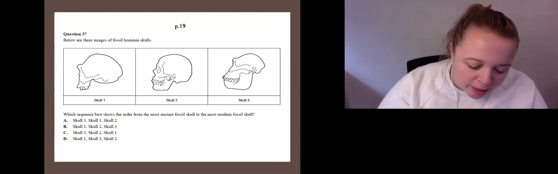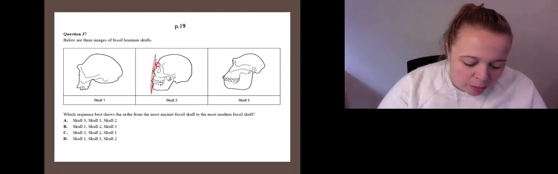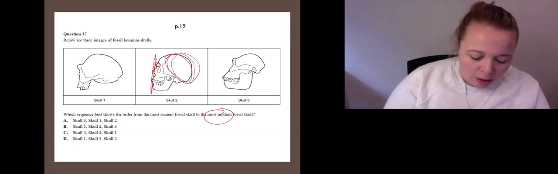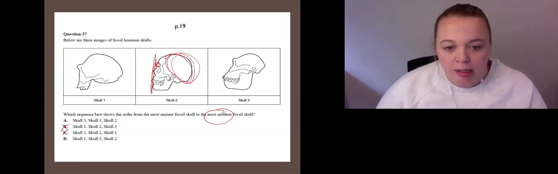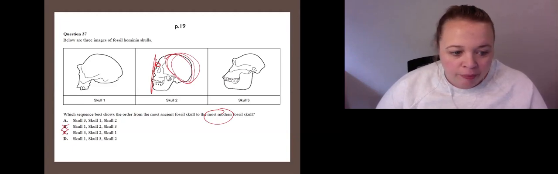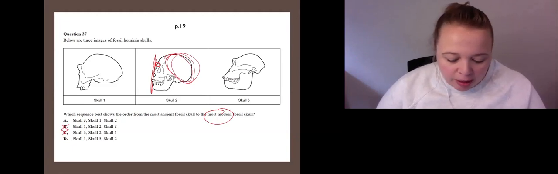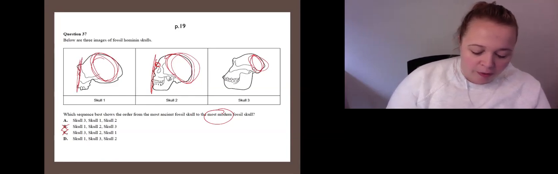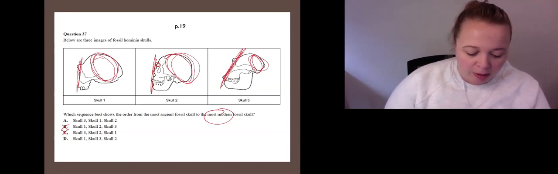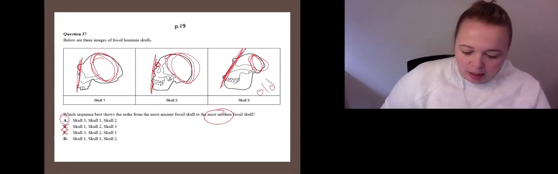So right away, I can see this one is quite flat. It has not much brow ridges and it has a really big brain. So I think skull 2 is the most modern. So I'm going to go straight away and cross out B and C, because I know that skull 2 is the most modern. Then I'm just going to decide between skull 1 and skull 3. Again, I can see skull 1 has a larger brain case than skull 3. It also is a bit flatter compared to this one over here. That's a big giveaway. So to me, this one is the oldest. So therefore the answer should be A.